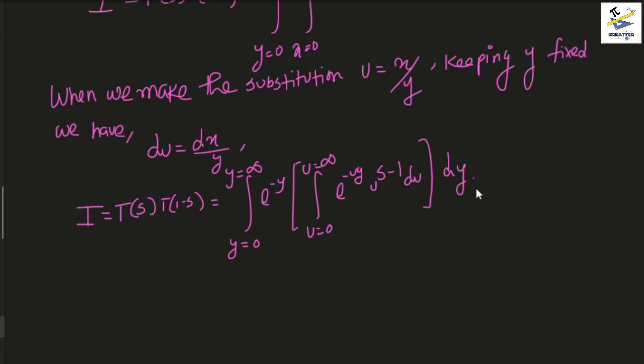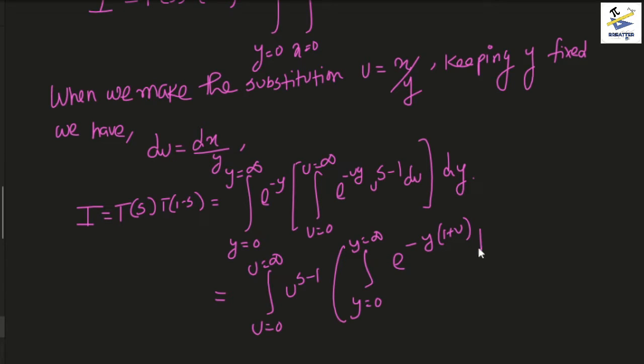But then again, what we are going to do here is basically switch the order of integrations, from which it will appear that we can do u equals 0 to u equals infinity, take the things which only consist of u outside, and inside we can evaluate the y integral first as follows: y equals 0 to y equals infinity, e to the power minus y is common, 1 plus u dy, and then there will be a du.